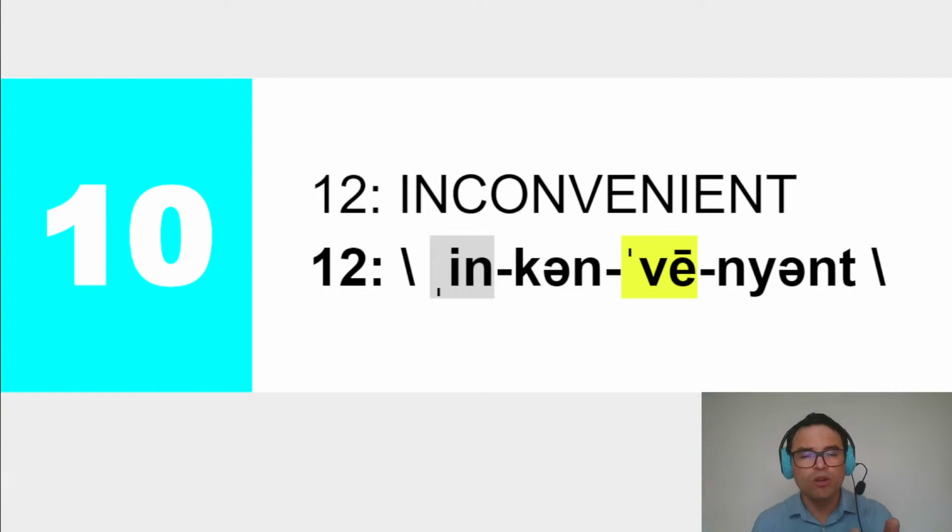12 letters and 12 sounds. 4 syllables. First syllable, secondary stress. Third syllable, primary stress. In the first syllable, you have a tiny little I, the sound is I. In the second syllable, you have a schwa. In the third syllable, you have an E with a hat, E. And in the fourth syllable, you have schwa with Y before it, right? So pronunciation: inconvenient.